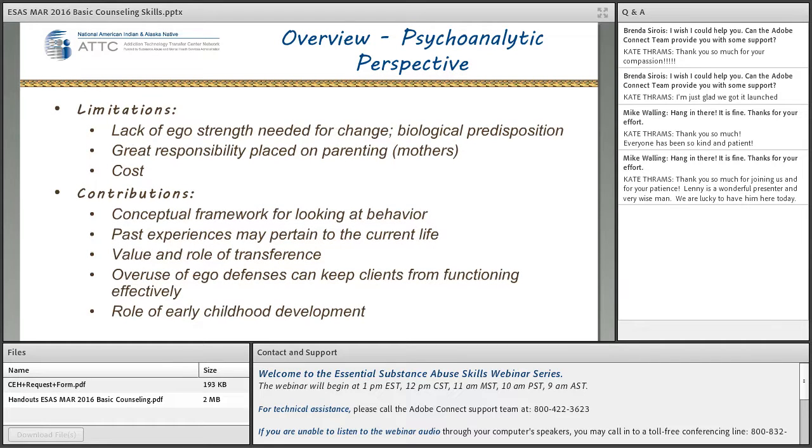Here are the overall limitations of the psychoanalytical perspective: a lack of ego strength, the need for change, great responsibility placed on parenting with the mothers, and the cost. Contributions: a conceptual framework for looking at behavior, past experiences may pertain to the current life, value of the role of transference, it overuses the ego defenses and can keep clients from functioning effectively, and the role of early child development.